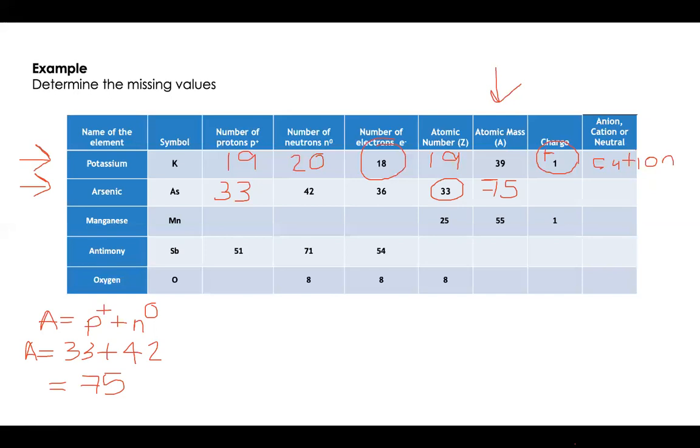Okay, the charge, okay, we know that it's equal to protons minus electrons, okay? So in this case, protons is 33, electrons is 36, so this gives me a charge of -3. And here I'm gonna be writing -3. Since we have a negative charge, this is going to be an anion, okay?